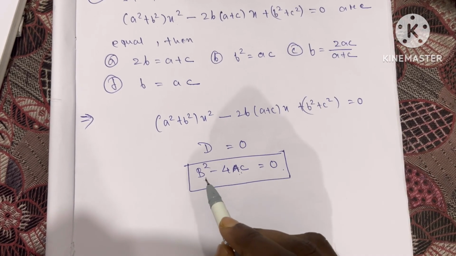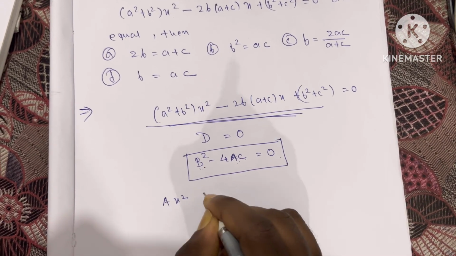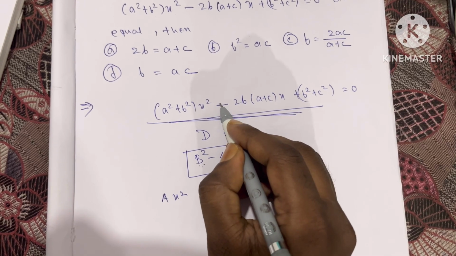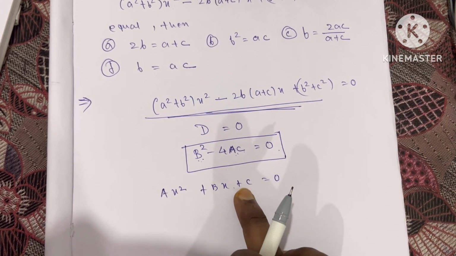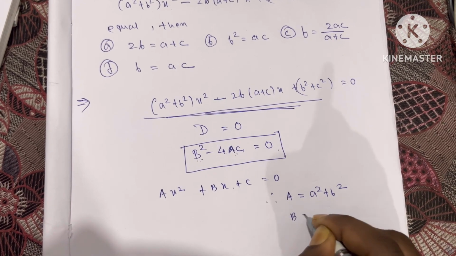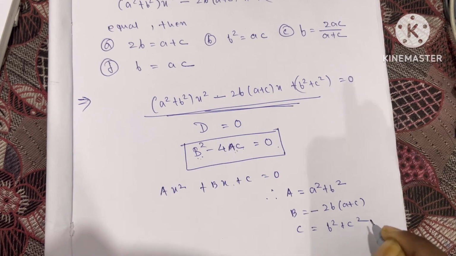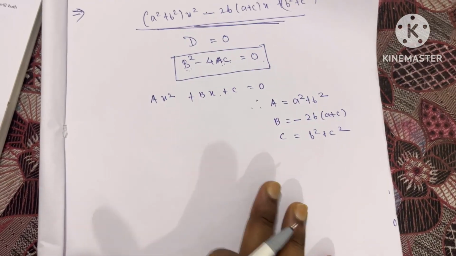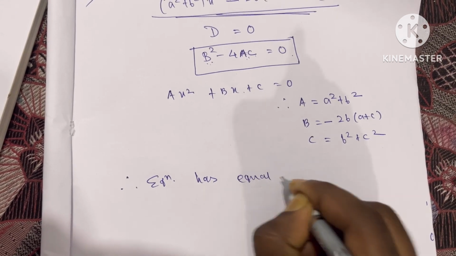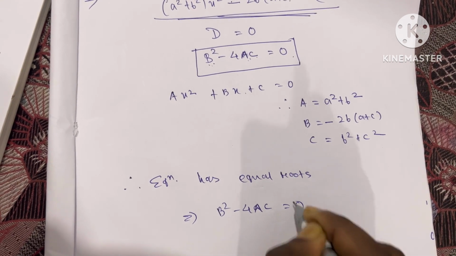So from where do you get the values of a, b and c? For that you have to compare this equation with the standard form ax square plus bx plus c is equal to 0. If you compare our given equation with the standard form, then we'll get the value of a as a square plus b square, b as minus 2b into (a plus c), and c as b square plus c square. According to the question, the equation has equal roots. So b square minus 4ac is equal to 0.